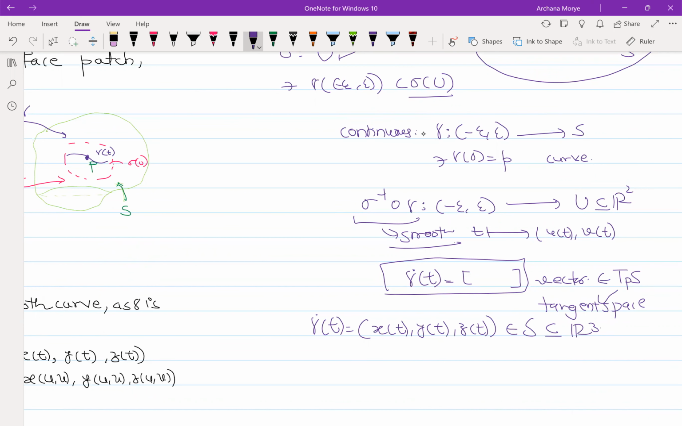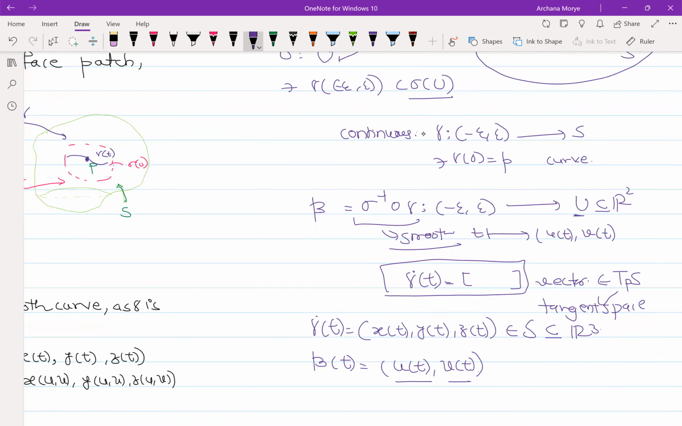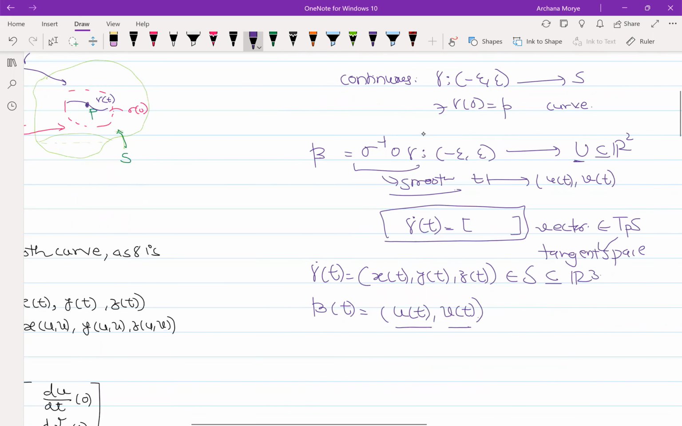If you take this tuple, we call this beta, and beta of t will look like u(t), v(t). So beta is a map from minus epsilon to epsilon into U, which I'm denoting by u(t), v(t). Then I'll have sigma composed with beta of t. Oh, sorry, this is not a dot.